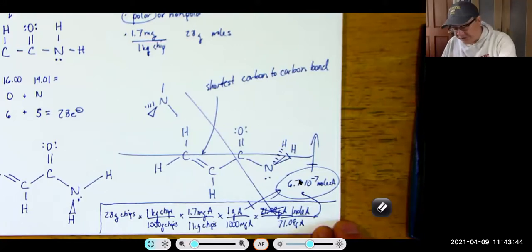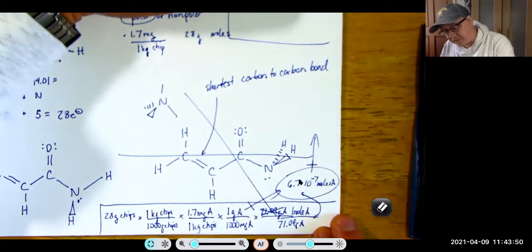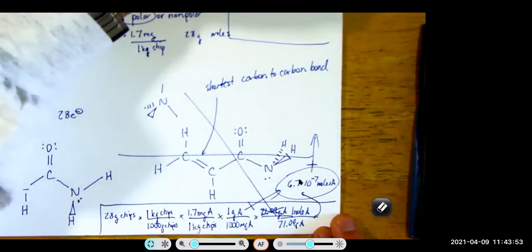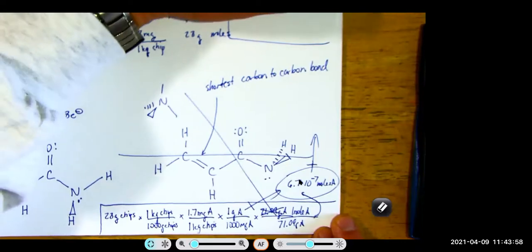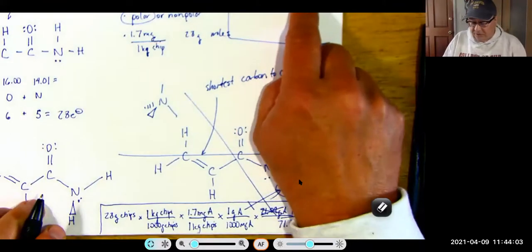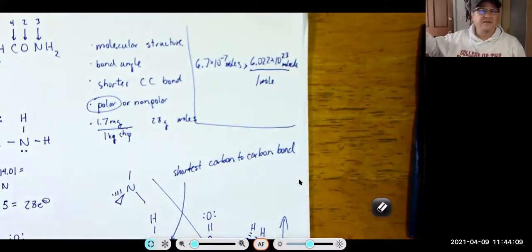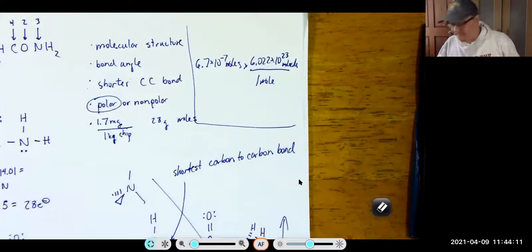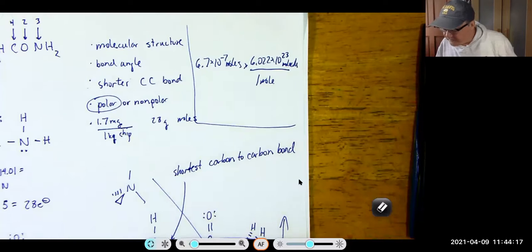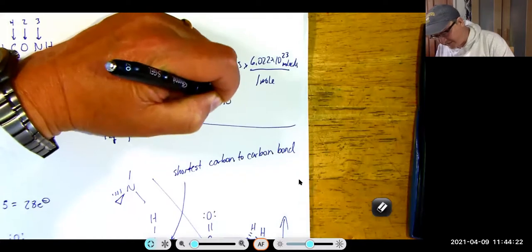Let's find out how many molecules. It wasn't asked, but let's figure out how many molecules. So we have 6.7 times 10 to the minus 7 moles. Yeah, it's just hard to know in moles. It'd have to be in grams or something to know how much that is. So we're going to multiply by 6.022 times 10 to the 23rd molecules per 1 mole. So it's 4.0 times 10 to the 17 molecules.